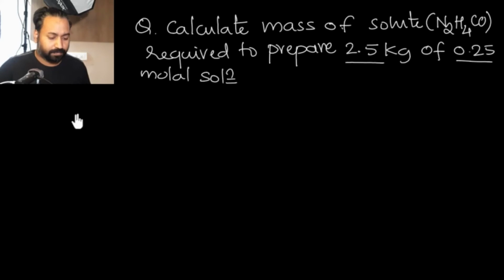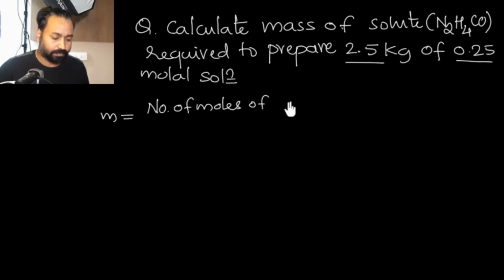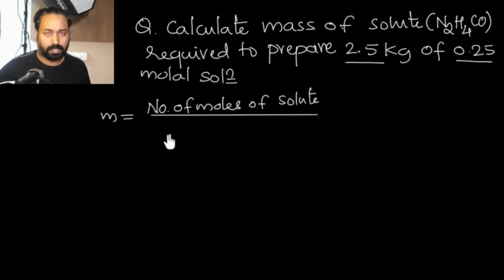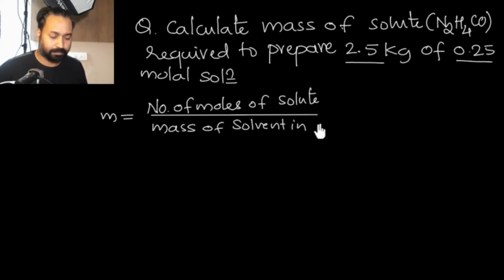Let's understand how to calculate this. The first thing we need is a formula: molality equals the number of moles of solute divided by the mass of solvent in kg, kilograms. First, we need the mass of the solute. Instead of that, we can first calculate the number of moles required, because in the formula for molality we can see that number of moles is there, not a mass. Therefore, I will first calculate the mass of the solvent, because the solution mass is given.